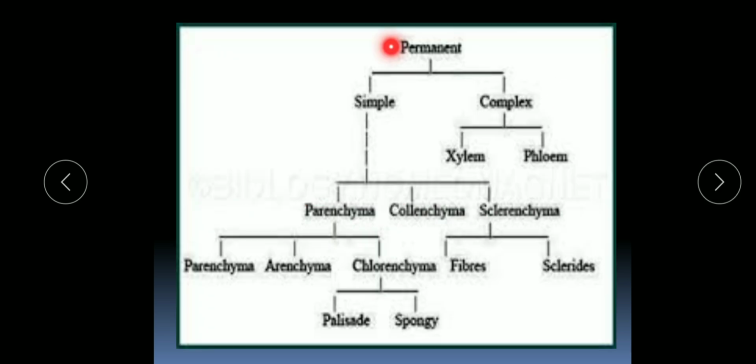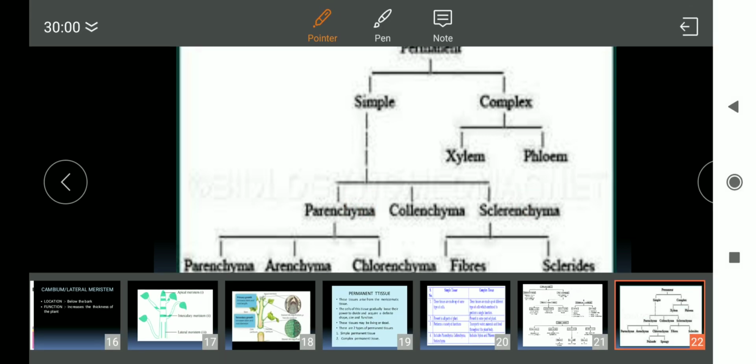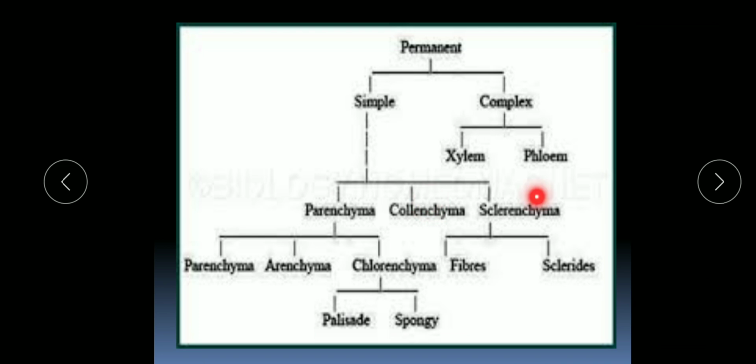Here is the detail about the permanent tissue. Permanent tissue is divided into two categories, that is simple permanent tissue and complex permanent tissue. Complex permanent tissue is of two types, that is xylem and phloem. Simple permanent tissue is broadly classified on the basis of structure, location and function into three types, that is parenchyma, collenchyma and sclerenchyma.